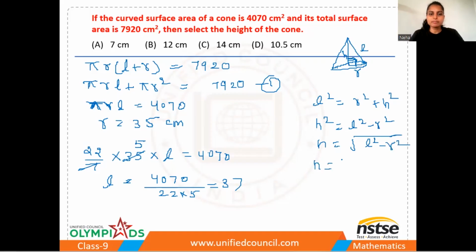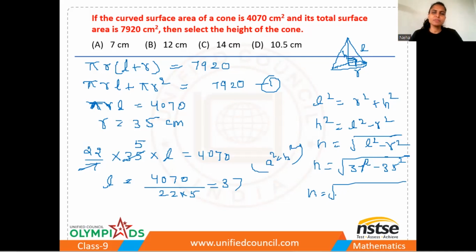So h is nothing, my dear students. l is 37, so this is 37 square and this is 35 square. Right? So h is equal to 37 square minus 35 square. It is quite difficult to solve that. I'm doing the square of 37, then the square of 35, getting so many big numbers and subtracting them. So I can directly write that this is nothing but a square minus b square. So I can do a plus b into a minus b. So 37 plus 35 is 72 and 37 minus 35 is only 2.